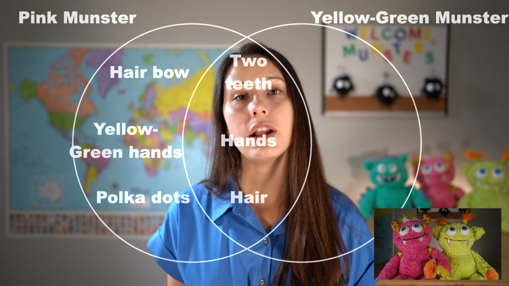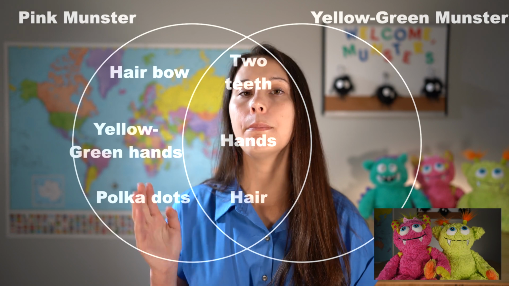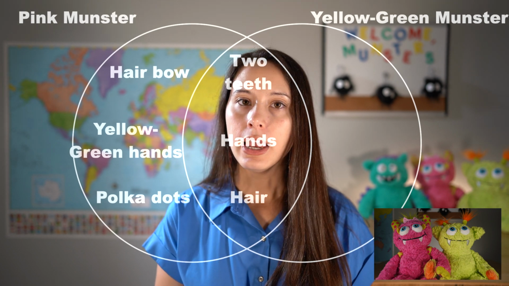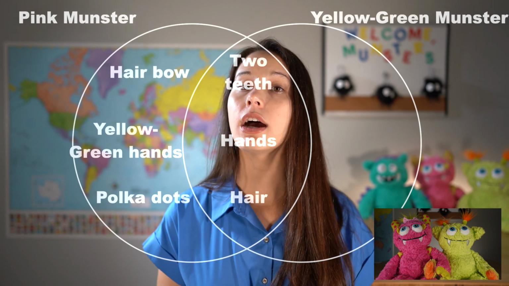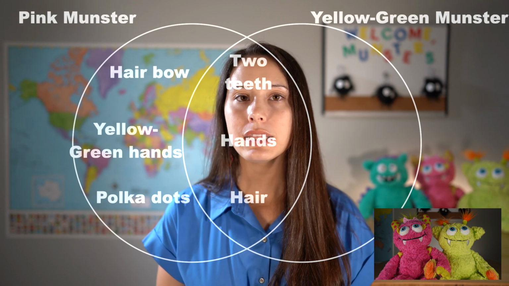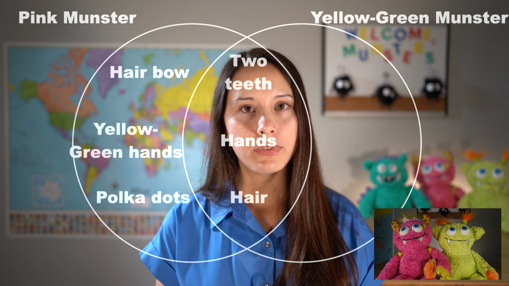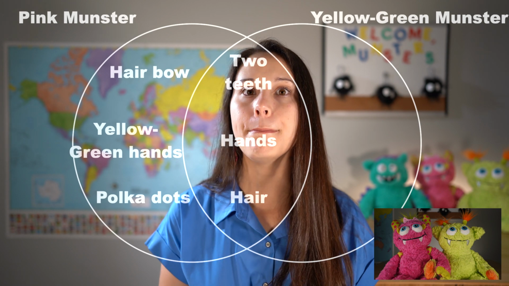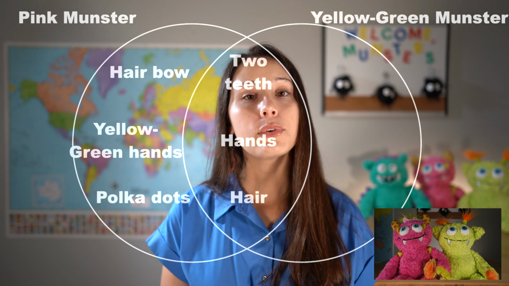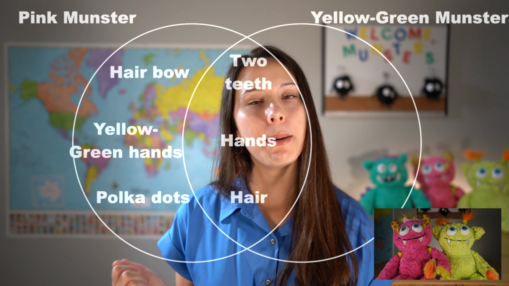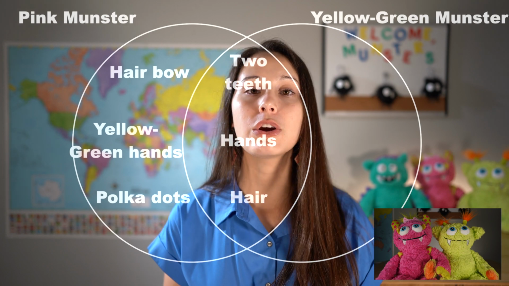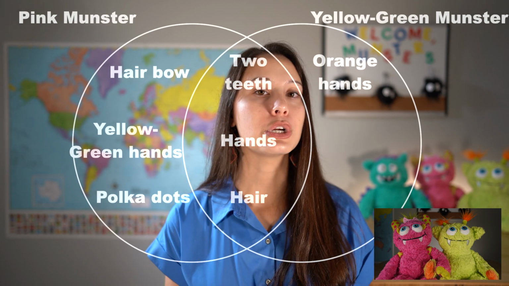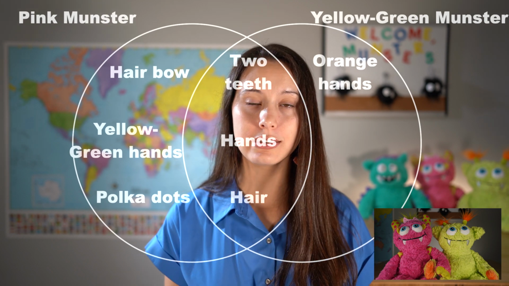That was the section of our Venn diagram where we're just looking at the pink Munster. But now let's look at our yellow-green Munster. We've talked about the similarities, we've talked about the pink Munster, but let's look at the yellow-green Munster. I'm going to give you a few seconds to make sure you're on the same section as me. The first thing I pulled from the word bank was that this Munster has orange hands. It has hands like the pink Munster, but it has orange hands.